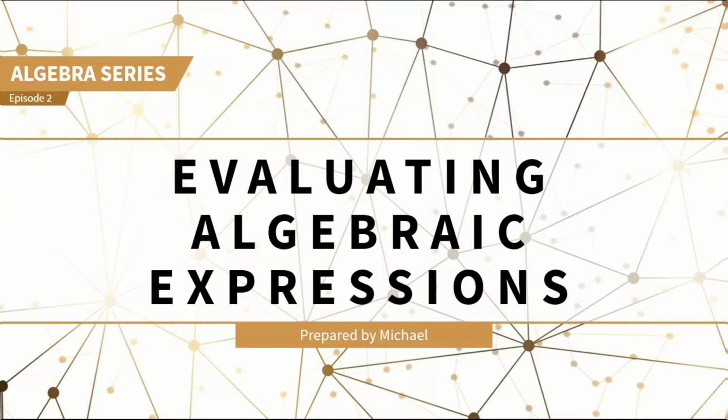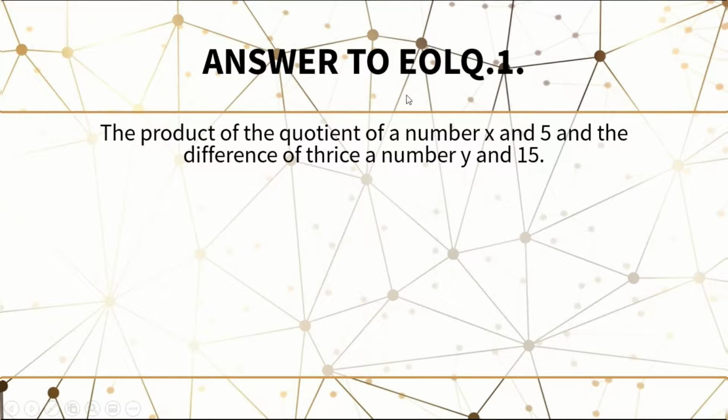In today's episode, which is episode number 2, we will be evaluating algebraic expressions. Pero bago yan, sagutin muna natin ang ating question noong last video, which is our end of lecture question number 1, which is itatranslate daw natin yung the product of the quotient of a number x and 5 and the difference of thrice a number y and 15.